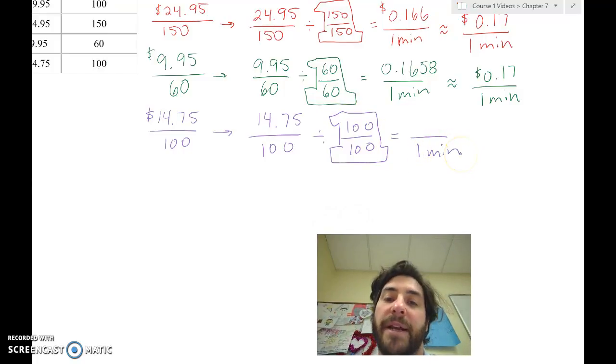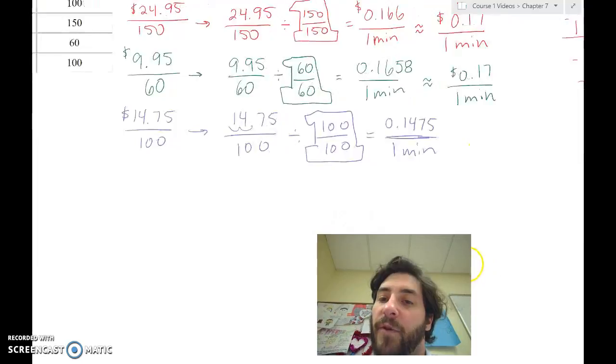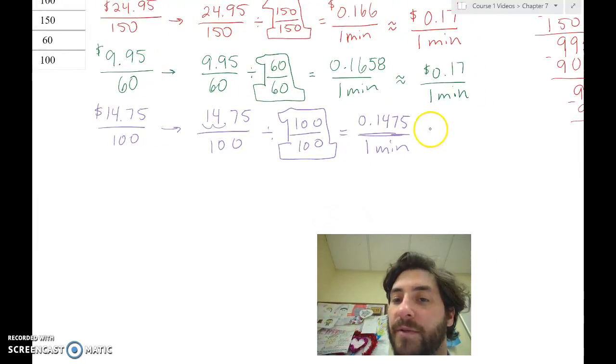We're finding the unit rate. How much does it cost for 1 minute? I'm moving the decimal twice, dividing by 100. Move it once, move it twice. And we get 1,475 10,000ths of $1, which is, you know what, that's darn close enough to 15 cents.